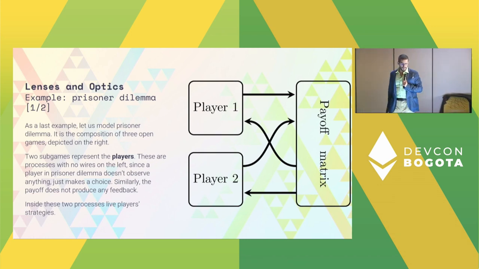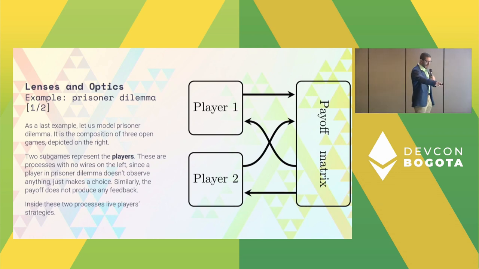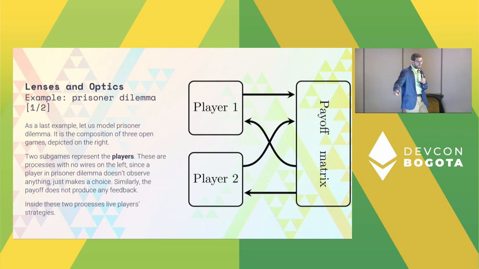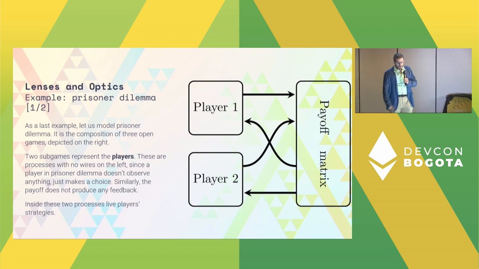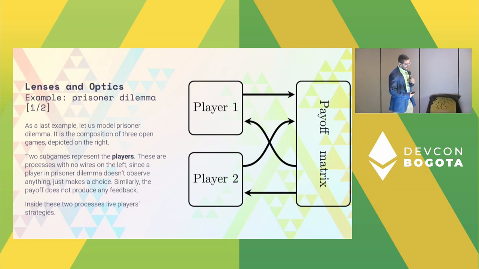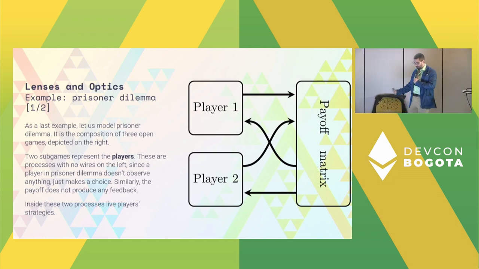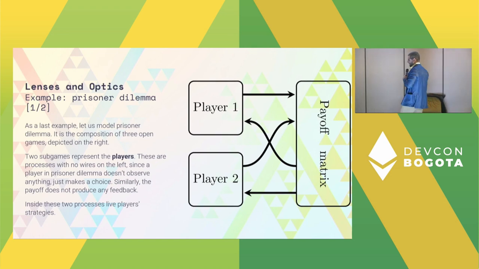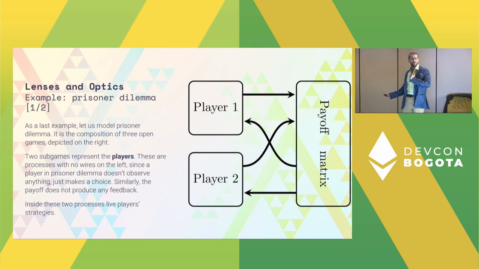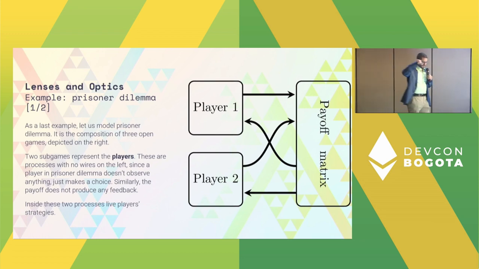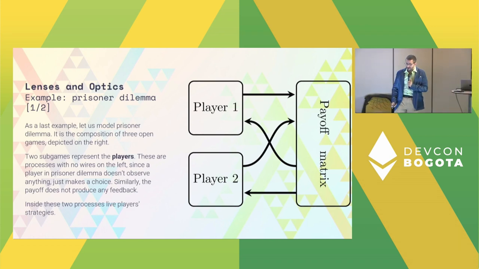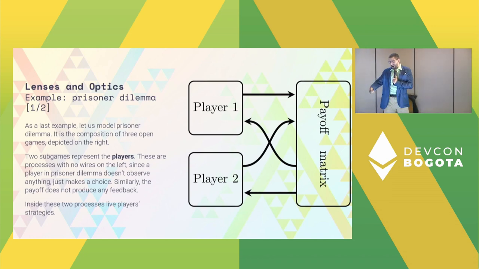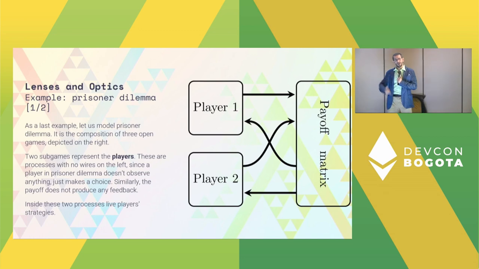In this case, the prisoner's dilemma is a composition of three different processes: player one, player two, and the payoff matrix. These three things in isolation are games. Player one and player two are games that do not observe anything, because you don't do any observation in the prisoner's dilemma. They just act: they express a choice, and they receive feedback for that choice. The payoff matrix game doesn't act and has no strategic value, but it observes the players' moves and returns some feedback. And again, in this setting, the players' payoffs are the payoff matrix feedback, and the players' actions are the payoff matrix observations.